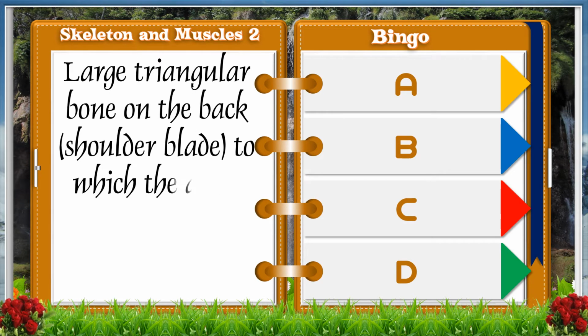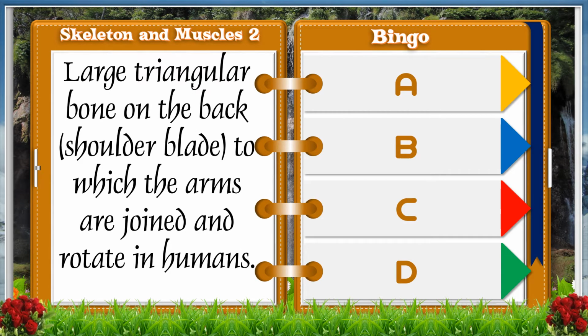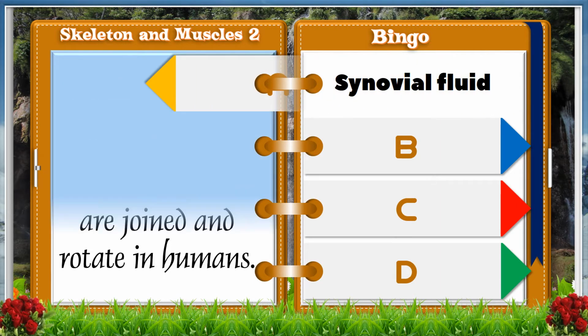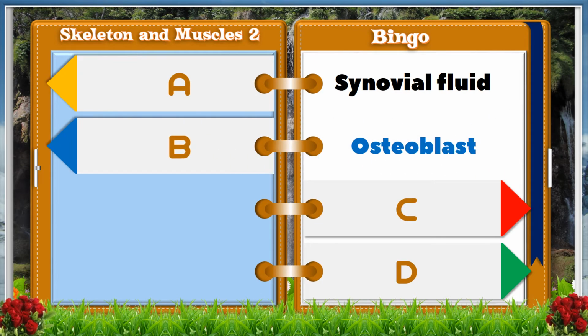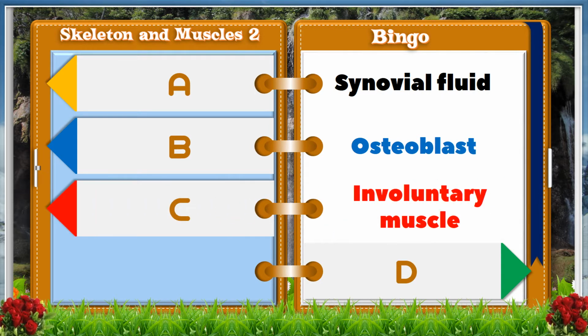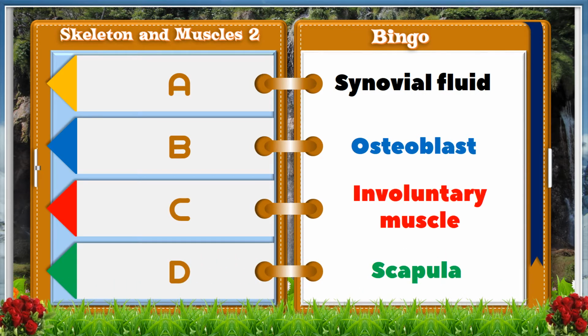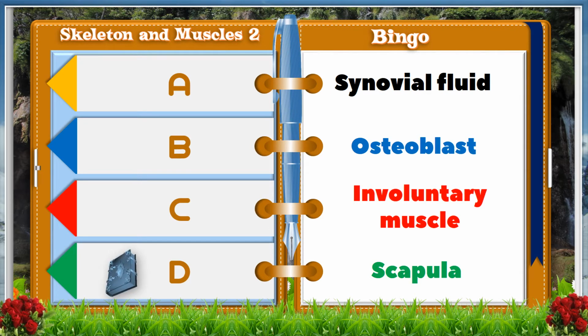Large triangular bone on the back, that is the shoulder blade, to which the arms are joined and rotate in humans. A. Synovial fluid. B. Osteoblast. C. Involuntary muscle. D. Scapula. And the answer is D. Scapula.